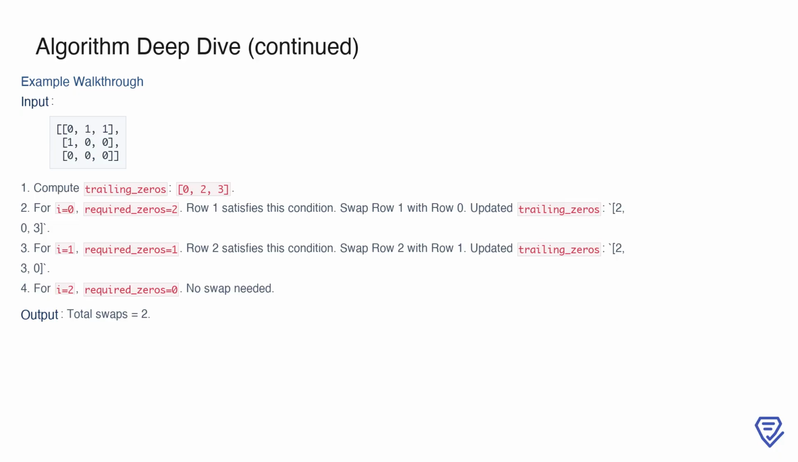Next, for row i equals 1, the required number of trailing zeros is 1. Row 2 satisfies this condition, so we swap row 2 with row 1. This updates trailing_zeros to [2, 3, 0]. Finally, for row i equals 2, the required number of trailing zeros is 0, which is already satisfied, so no swap is needed. The total number of swaps performed is 2, which is the result. This example demonstrates how the algorithm efficiently rearranges the rows to achieve a valid grid while minimizing swaps.